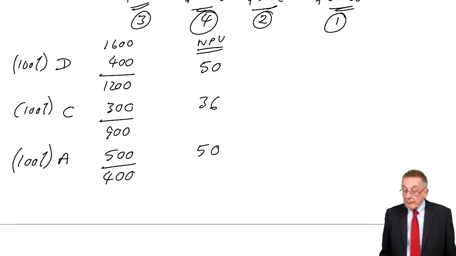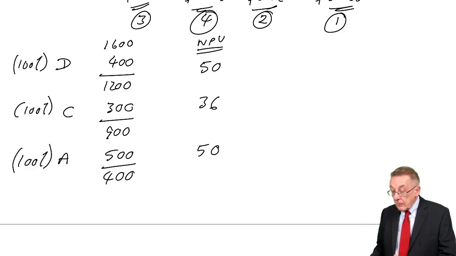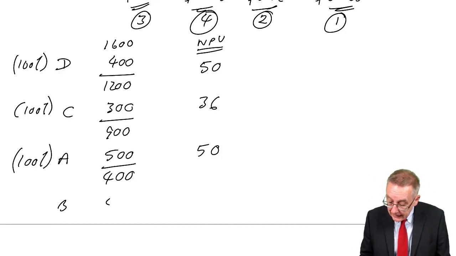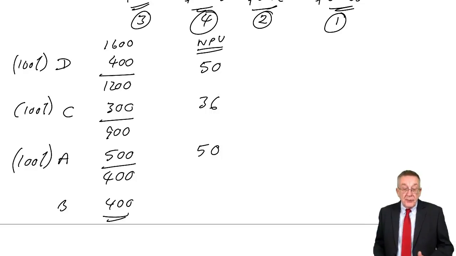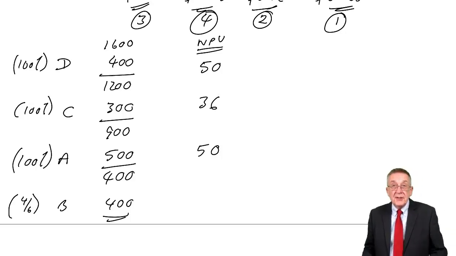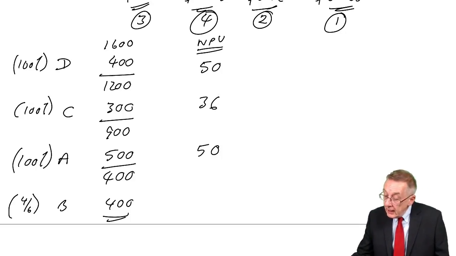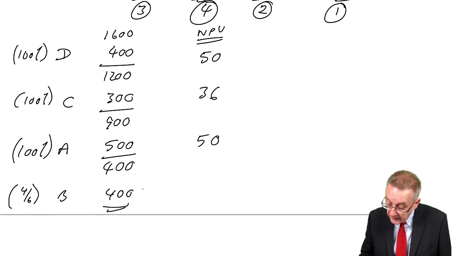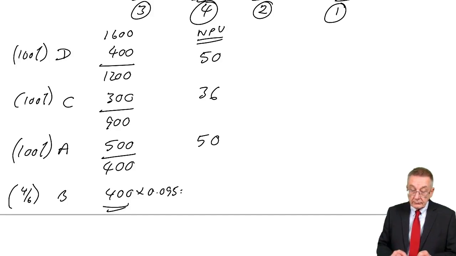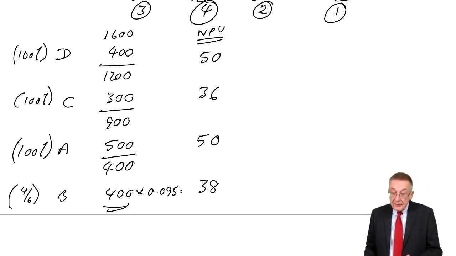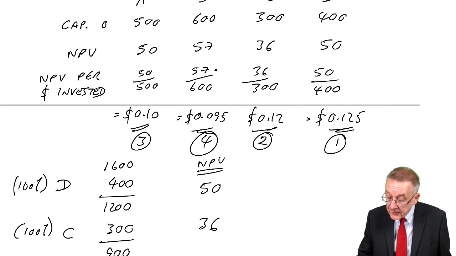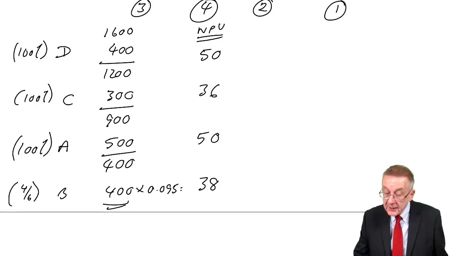We've still 400 left. And so, of course, we can't invest more in A, it'll have to go into the last one, B. And here, of course, we can't do all of B. We'll invest 400. To do all of B would require 600. So we're doing 4/6, or 2/3 of B. And how much NPV will we generate? Well, B gives us 9.5 cents per dollar. And so the NPV we'll get from B is 38. Or if you prefer, since we're investing in 4/6 or 2/3 of B, we'll get 4/6 or 2/3 of the NPV, which again is 38.